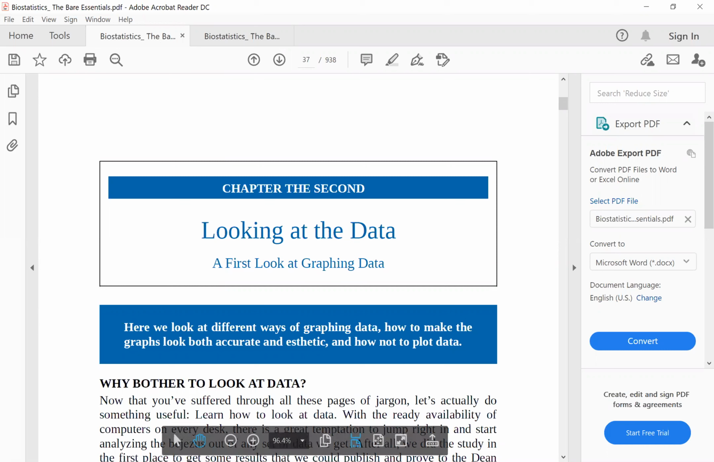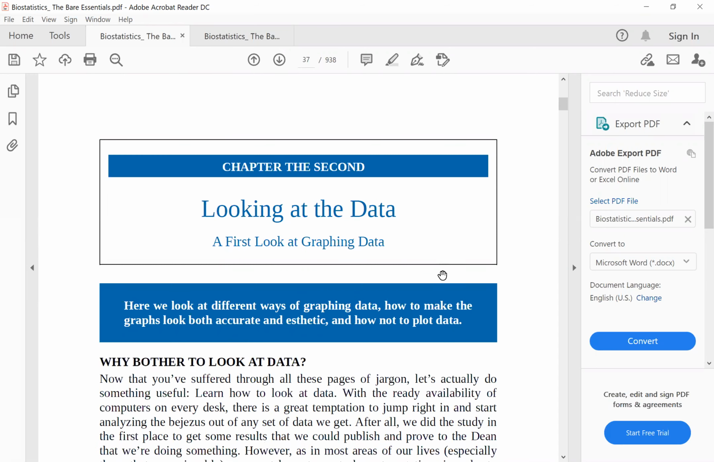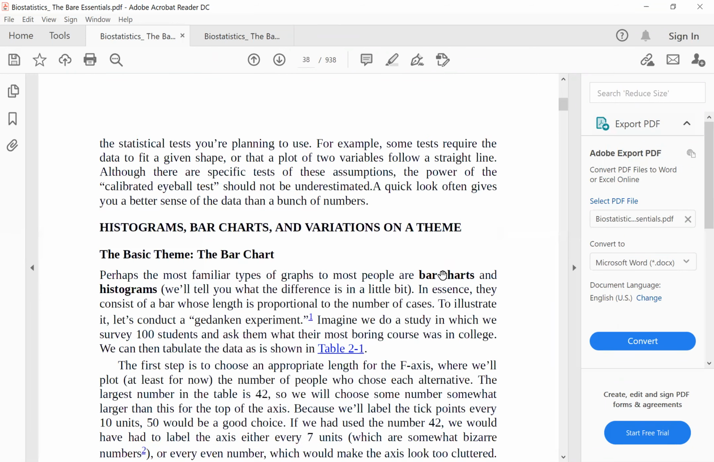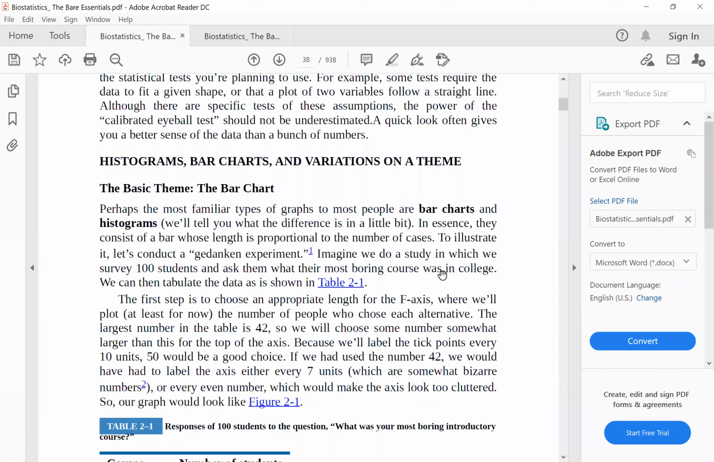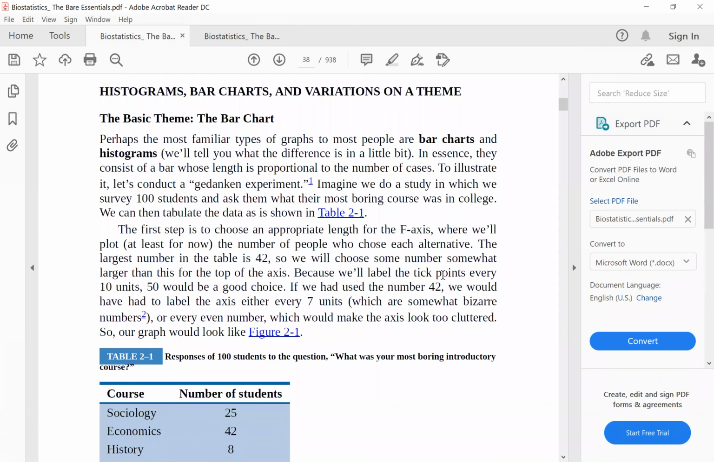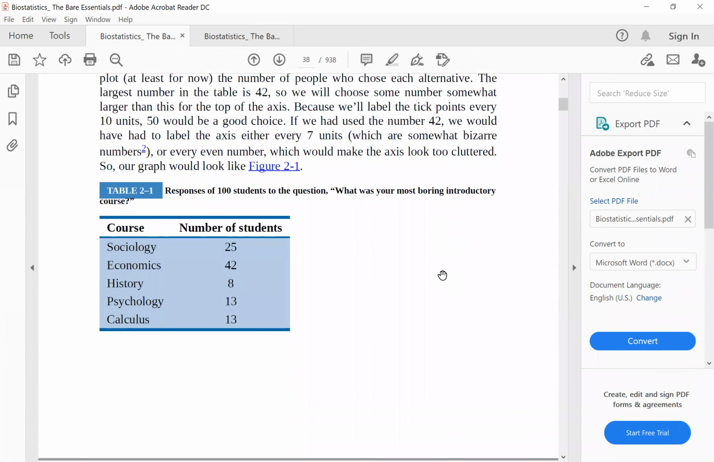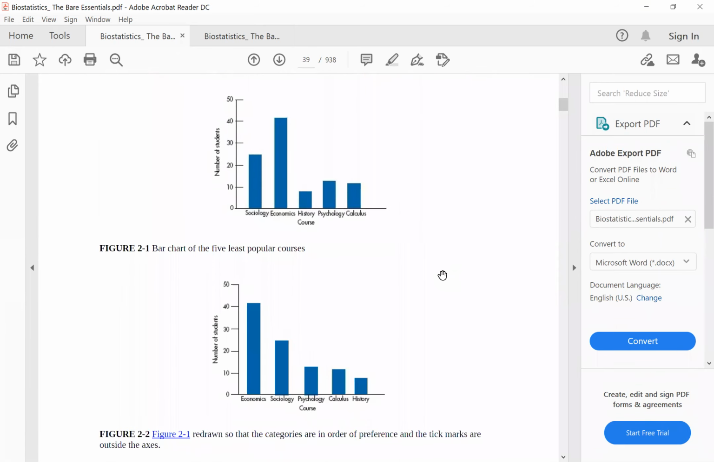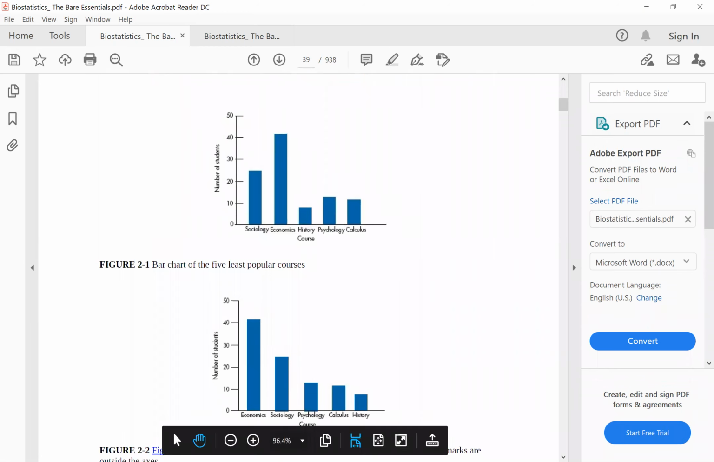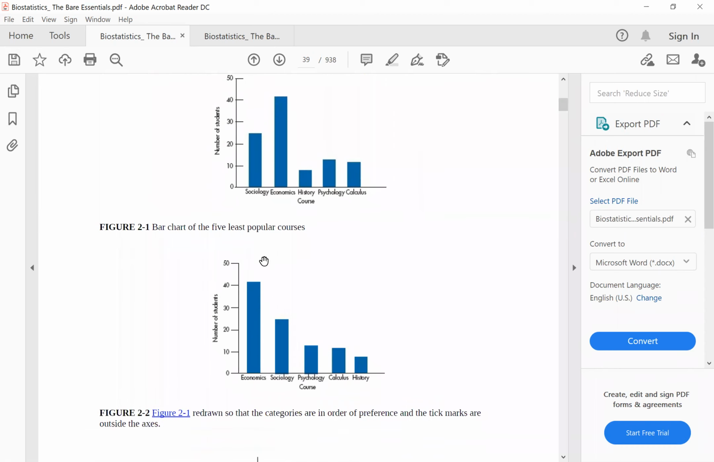Chapter 2, looking at the data. So, as you know, this is called a bar chart.